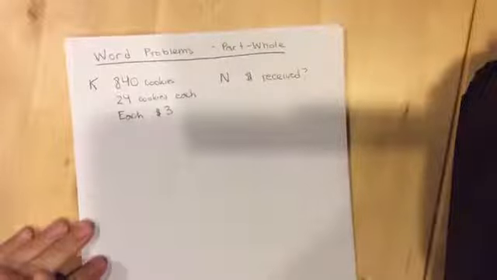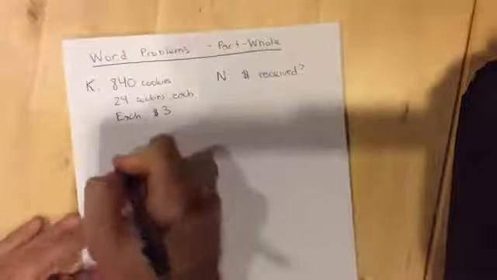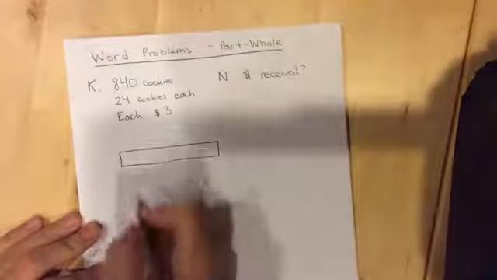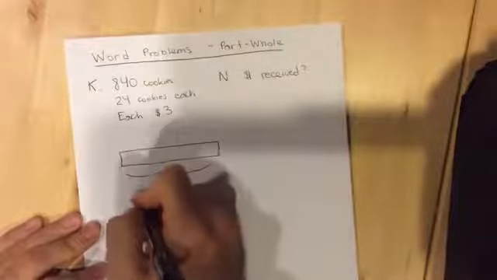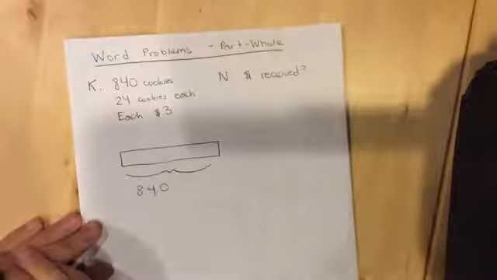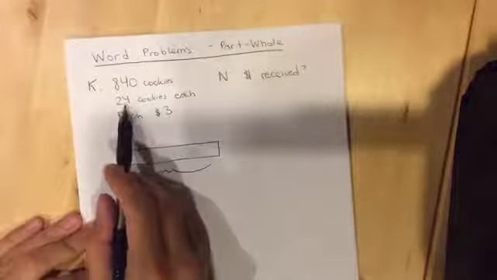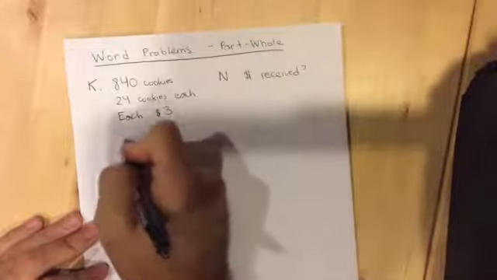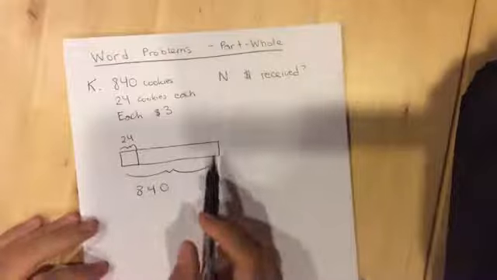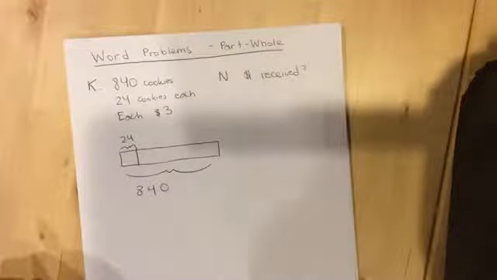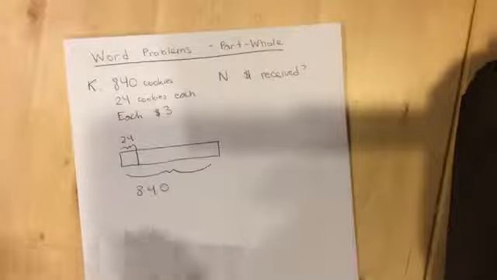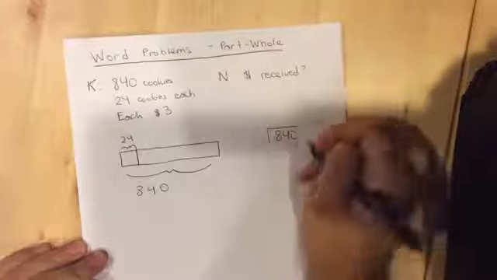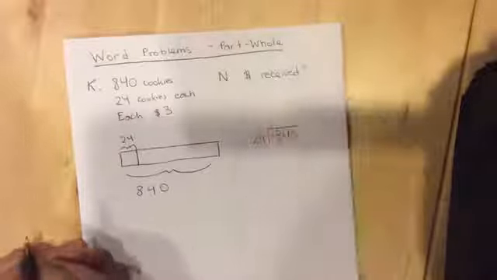So since we know this is a part-whole because there is only one unit we're using, we're just going to draw one box. This one box represents the 840 cookies that Mrs. Ward has. And we also know that there are packets of 24 cookies each. So we just can make a smaller box and say that this is a packet and there's 24 cookies. I can continue making these, but we need to figure out how many packets we have first because we don't have that information. So to do that, I need to use the information I have so far, which is 840, the total amount, divided by 24, which is how much is in each.